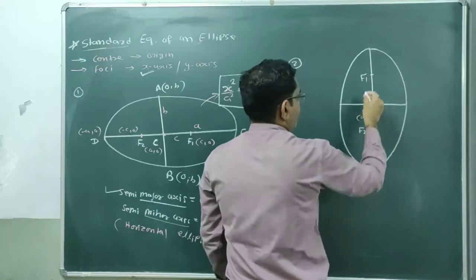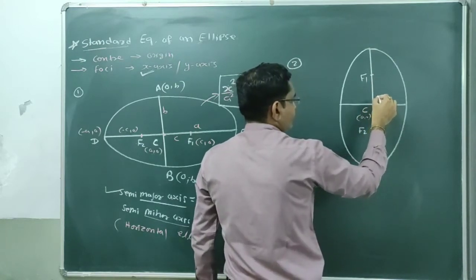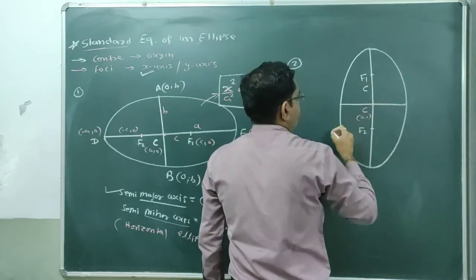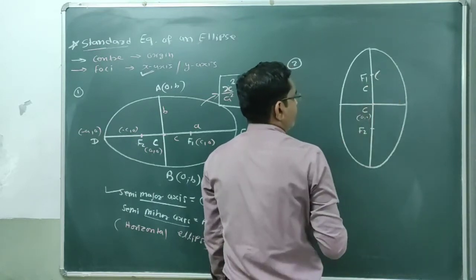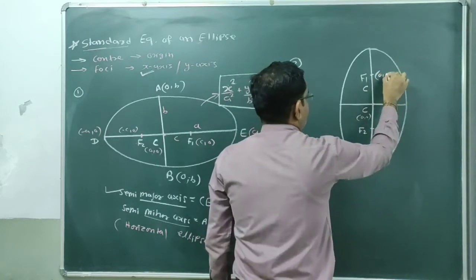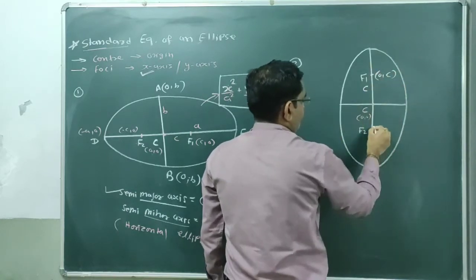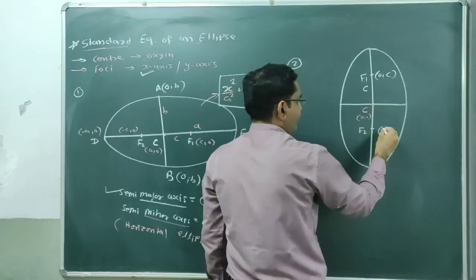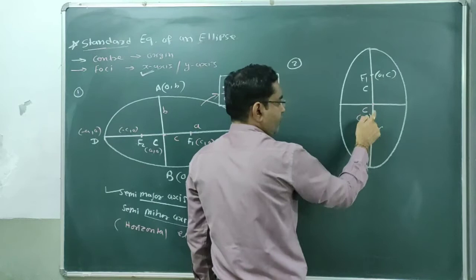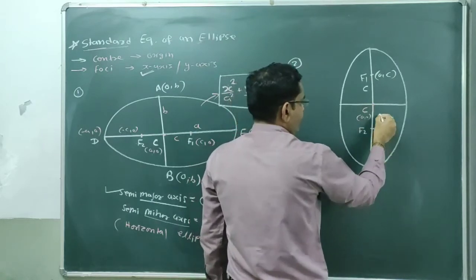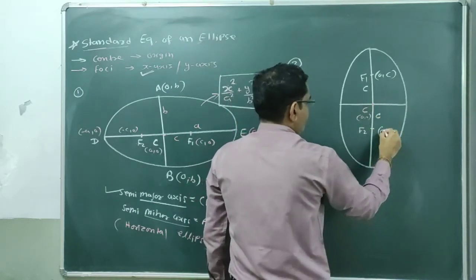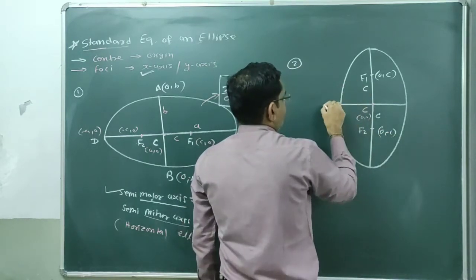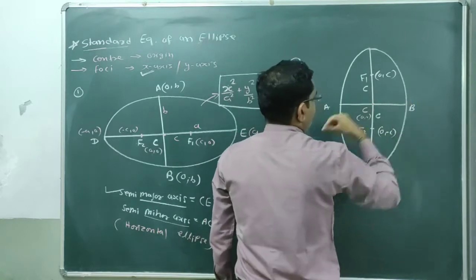Done? So what is focal length? It's a distance from center to focus, so it's c. So this length is c. So coordinates of this focus F1 is 0, c. It lies on y-axis. Coordinates of this point F2, second focus point, as it lies on negative y-axis, and distance of this point F2 from this origin is small c. So it's 0, minus c. Done? This one is minor axis.